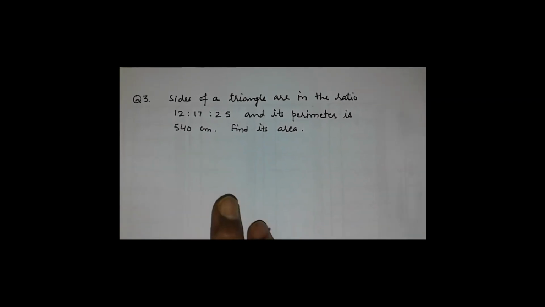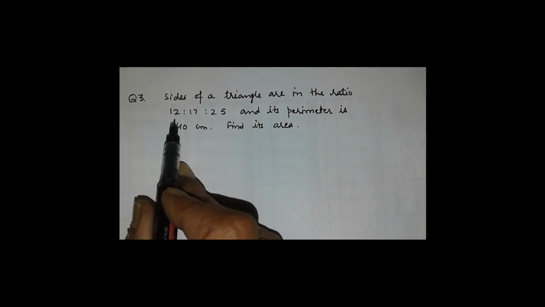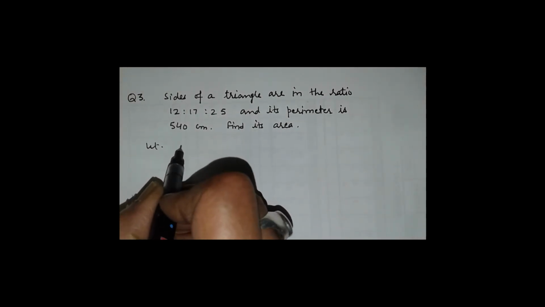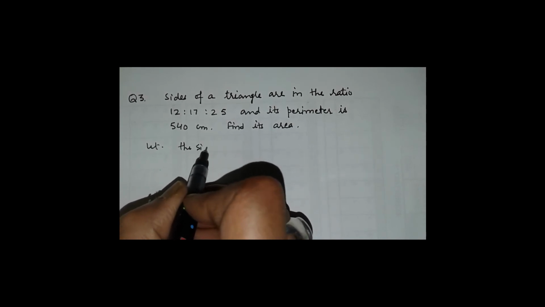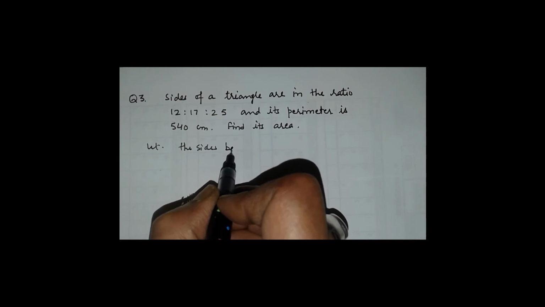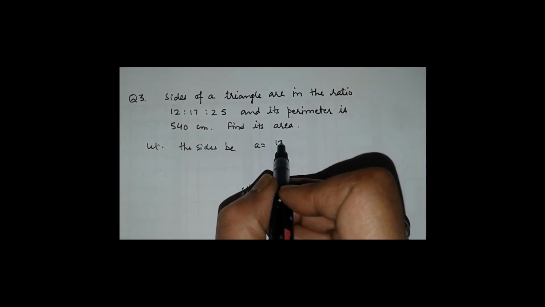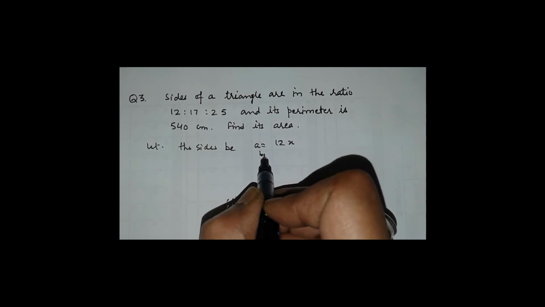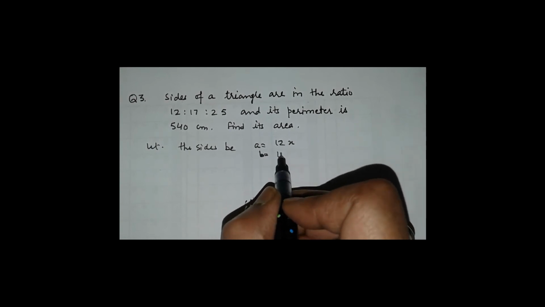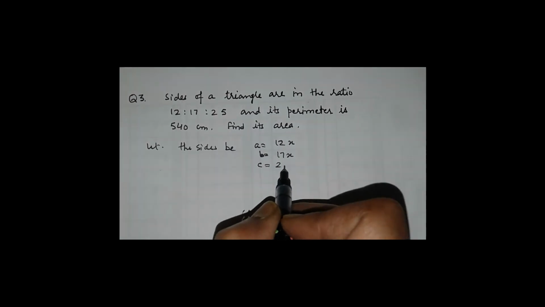Now we'll take one more question. The question is: sides of a triangle are in the ratio 12, 17, 25. It is given. Now we have to find the area of the triangle. So let the sides be a equal to 12x, b equal to 17x and c equal to 25x.